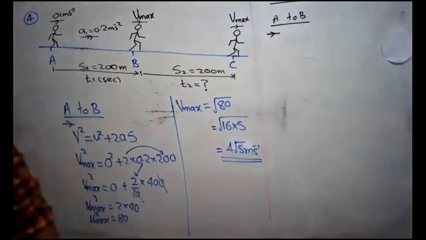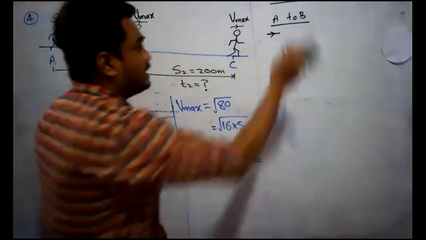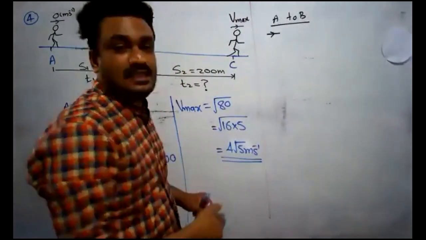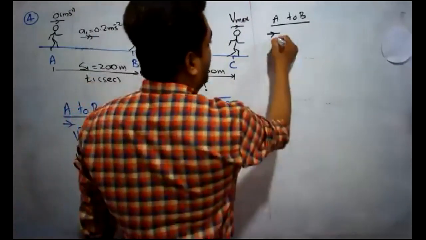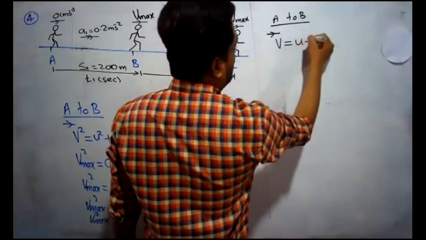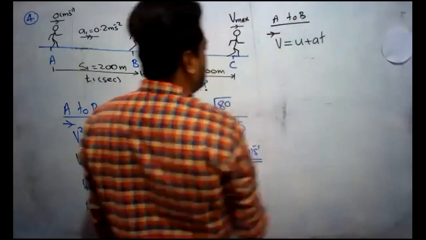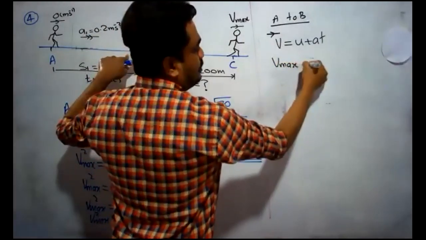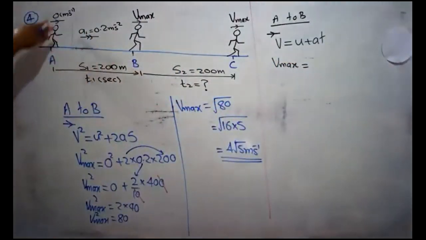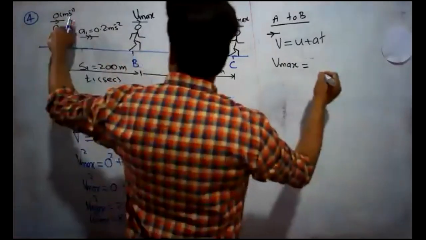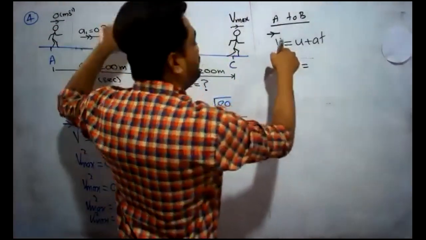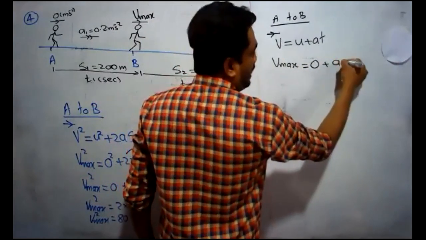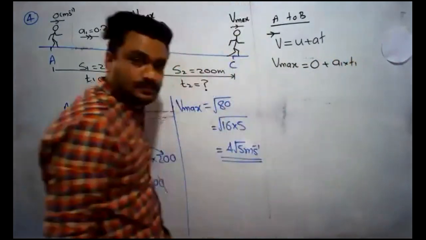Why should we indicate the direction, dear? Because we are dealing with vectors. When we work with vectors, we must indicate the direction. Now we apply the equation v equals u plus at. U is the velocity at A, which is 0. V is the velocity at B, v max. Acceleration a1, time taken t1.